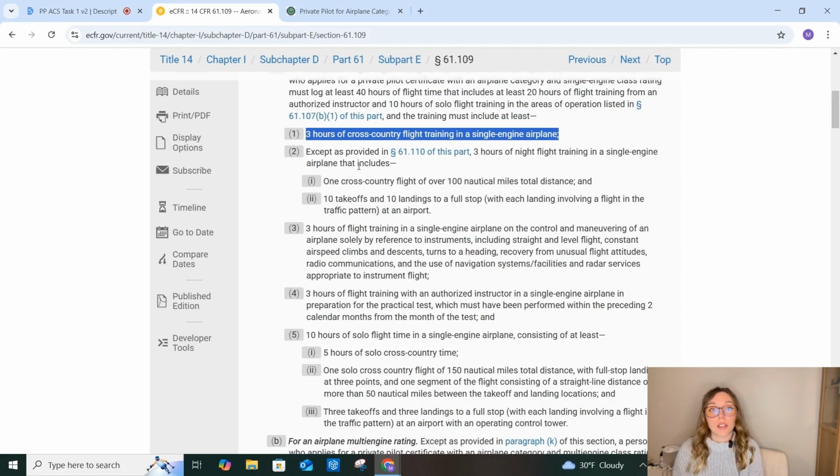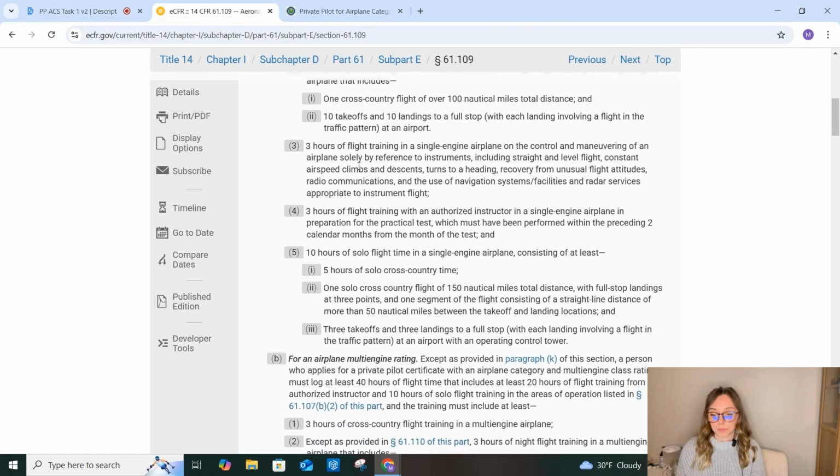Then 3 hours of night flight, including 1 cross-country flight of over 100 nautical miles in total distance. So it could be 50 there, 50 back, and 10 takeoffs and landings to a full stop, with each landing involving a flight in the traffic pattern at an airport. Okay, so we're getting 3 hours cross-country, then we're getting 3 hours night, including a 100 nautical mile night cross-country, and 10 takeoffs and landings at night to a full stop.